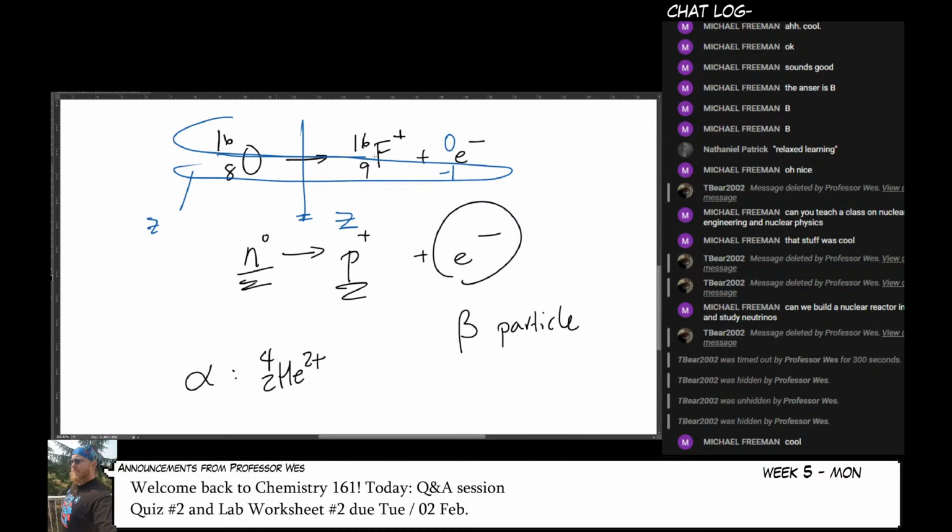And then up here, A on this side has to equal A on this side. As long as that works out, then you have a valid nuclear equation. There you go. That's nuclear chemistry. That's really all there is to it.